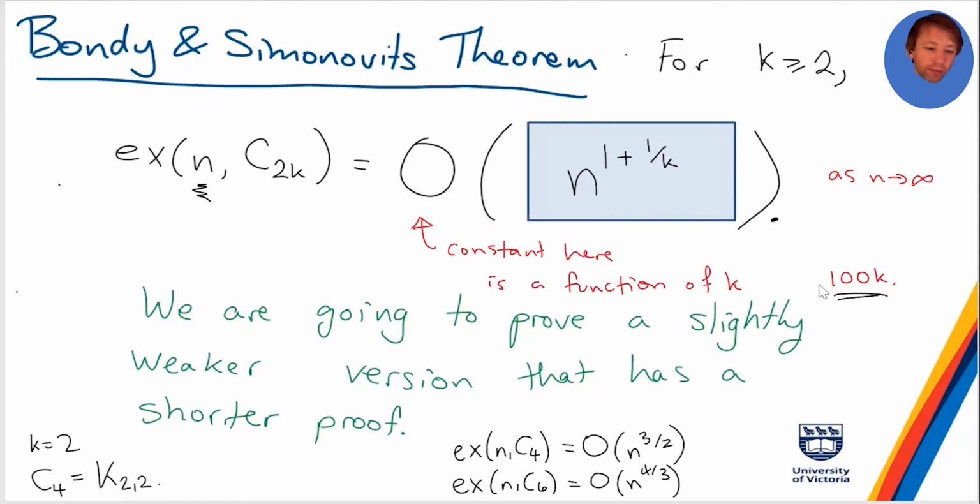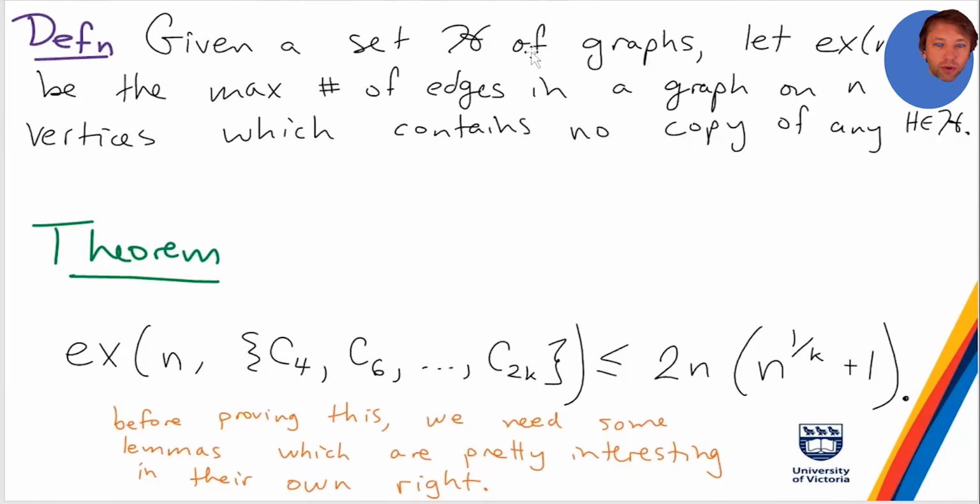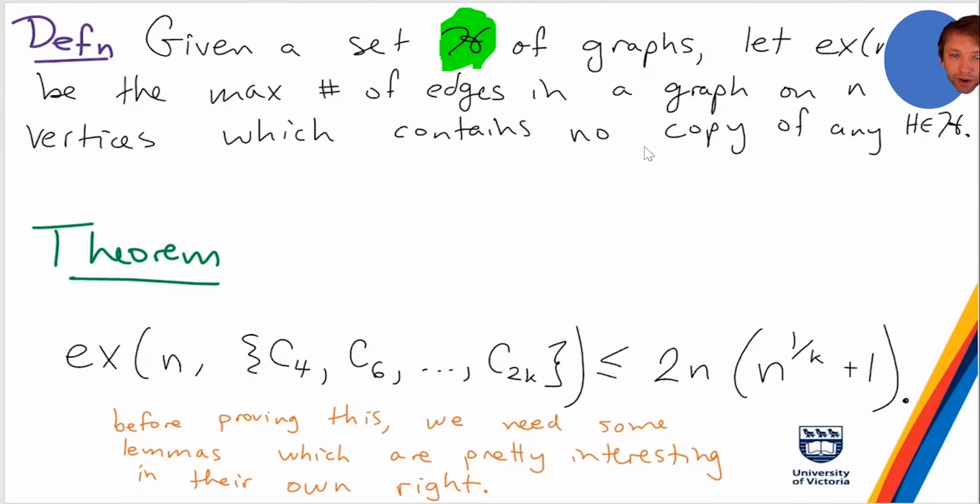So what we're going to prove is actually an easier statement, which uses some of the same ideas, but is a little bit easier to prove, a little bit shorter. Instead of forbidding just a cycle of length 2k, we're going to forbid a whole bunch of cycles. Formally, if I have a set of graphs, curly H, it could be a single graph, or it could be lots of graphs.